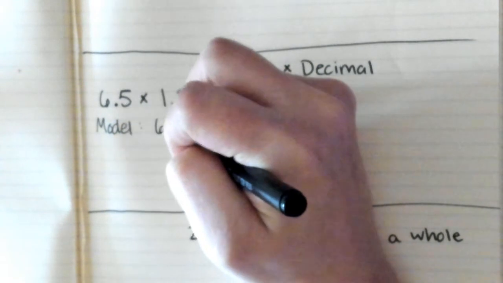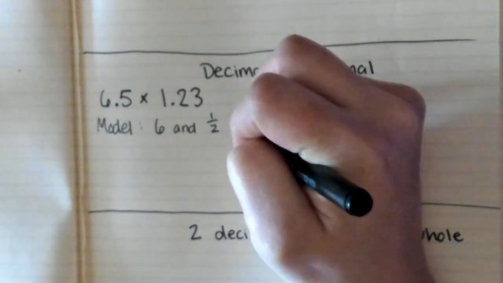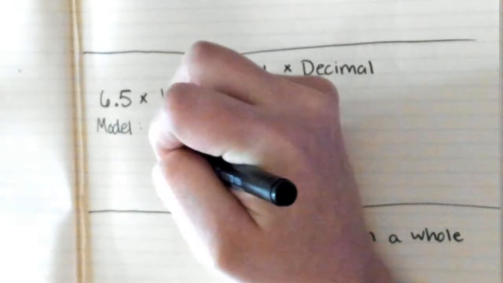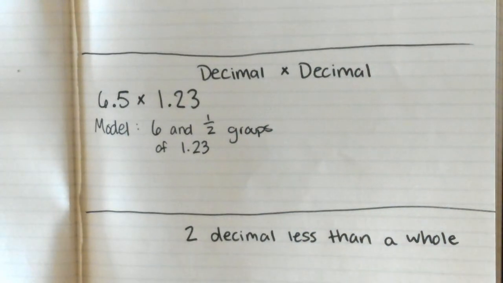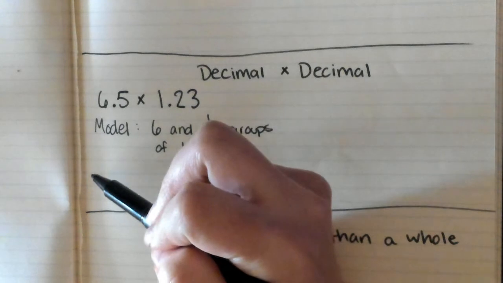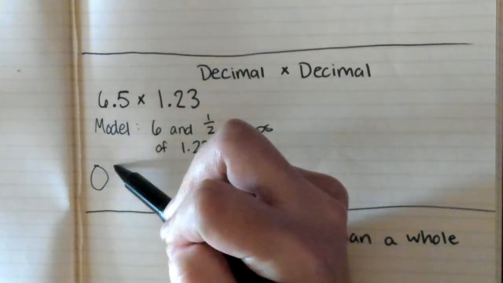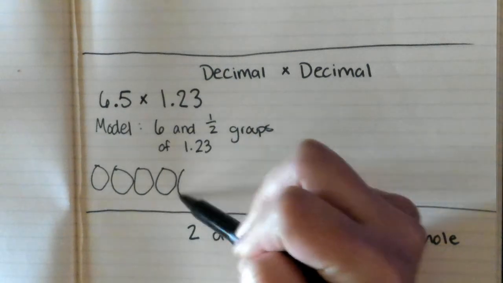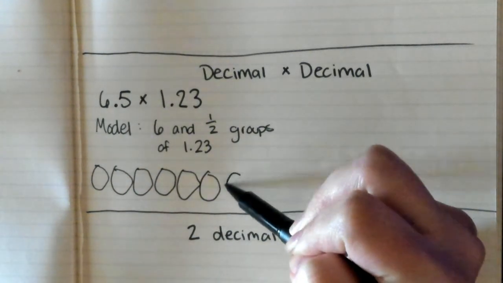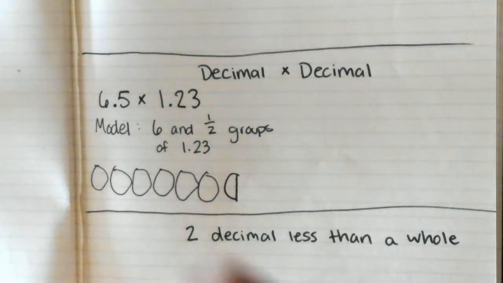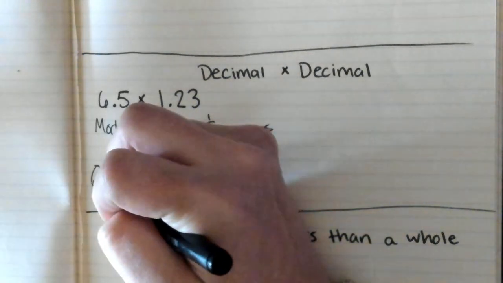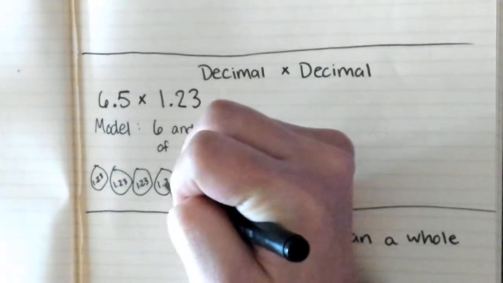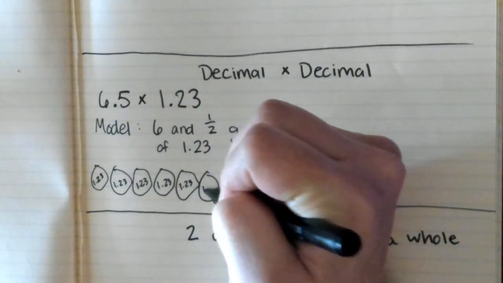6 1/2 groups of 1.23. Because even though that might sound kind of weird, the model really wouldn't be that difficult. Think about it. You would need 6 groups, 6 whole groups, 1, 2, 3, 4, 5, 6, and then you would need like a half a group. And there's how much in each of these? Yeah, 1.23, 1.23, 1.23, 1.23, yada, yada, yada. You get the drill. It's the same number 6 times.